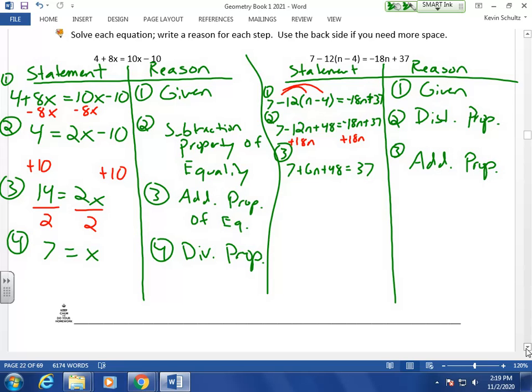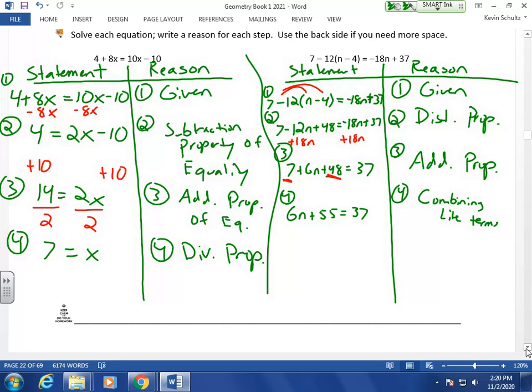Okay. Where to next? Picking up from where Christopher left off. Step 4, McKenna. Combining 7 and 48. Okay. So step 4. Oh, I should have written that in red. Okay. So we get 6n plus 55 equals 37. Our reason for this would not be the addition property because we didn't move anything over from one side to the other. This would be an example of a definition. What did you do? Turns out combining like terms is actually a definition that can be used in a formal proof.